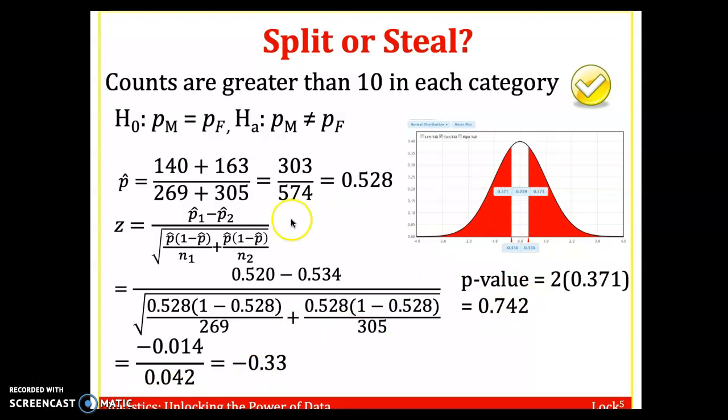And on the next video, we're going to complete this and write a conclusion. I'm going to show how to get this p-value on StatKey. And then we're going to go through this process again using GeoGebra.